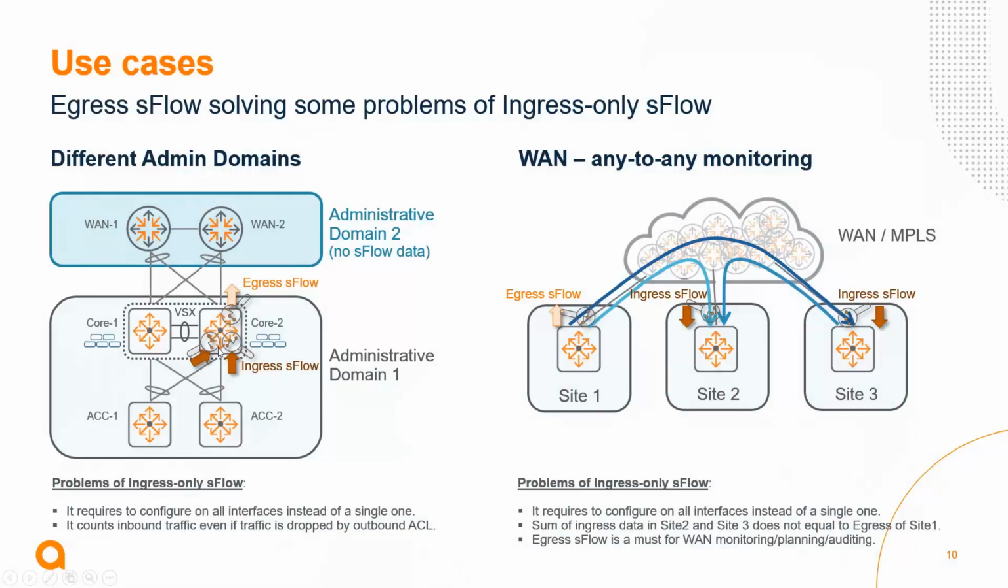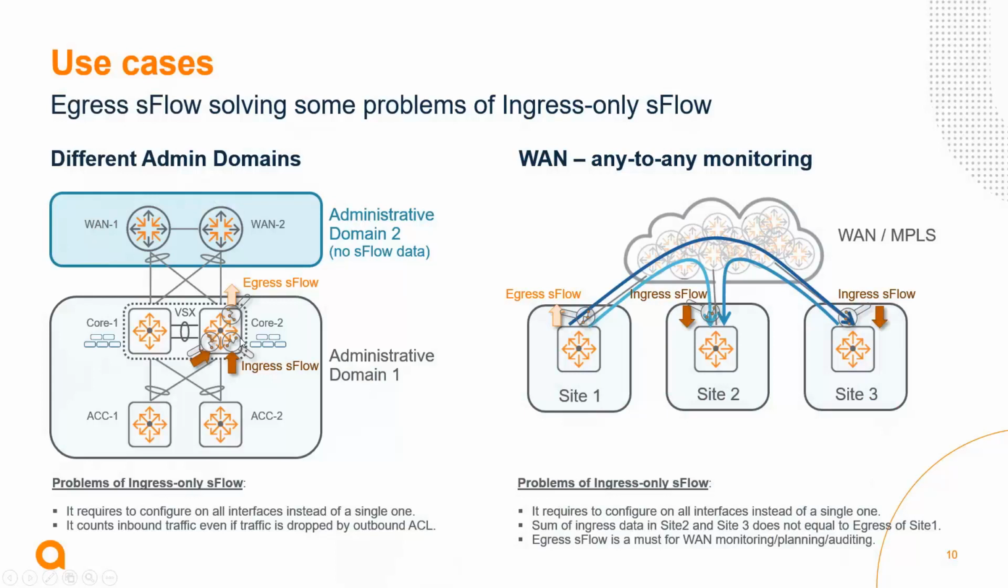So that provides extra stress on the CPU, because even if the sampling is done in hardware, the export of those data and information is done by the CPU. So the fewer interfaces you configure for S-Flow, the better it is for the health of the device. So this is something to consider. So everything needs to be configured on ingress.